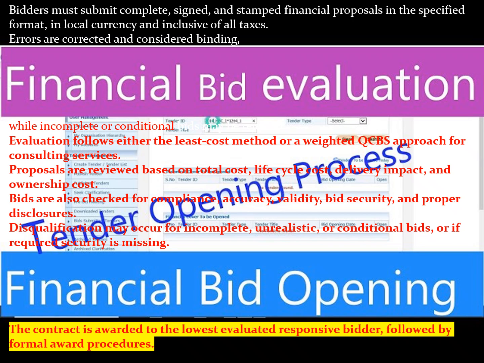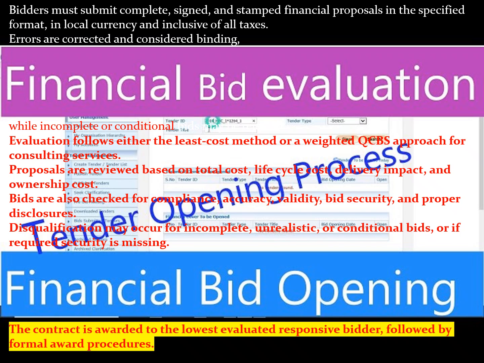In the second stage, bids are evaluated on financial criteria. Here bidders must submit complete, signed, and stamped financial proposals in the specified format, in local currency and inclusive of all taxes. Errors are corrected and considered binding, while incomplete or conditional bids may be rejected. Evaluation follows either the cost method or a weighted QCBS approach for consulting services.